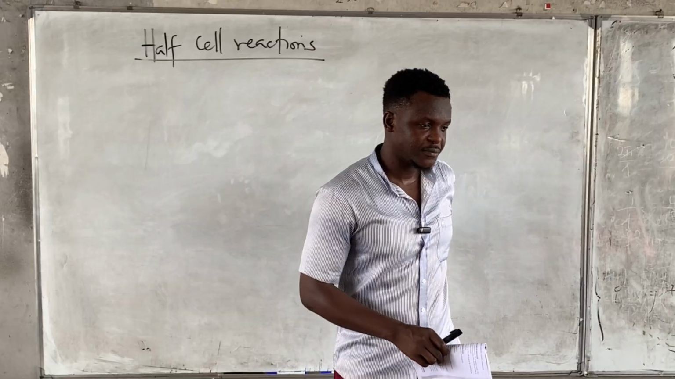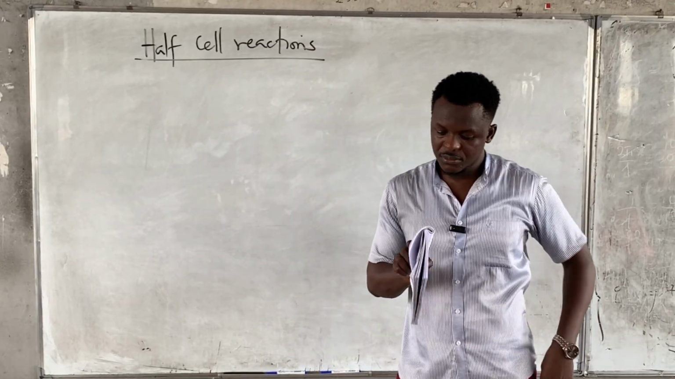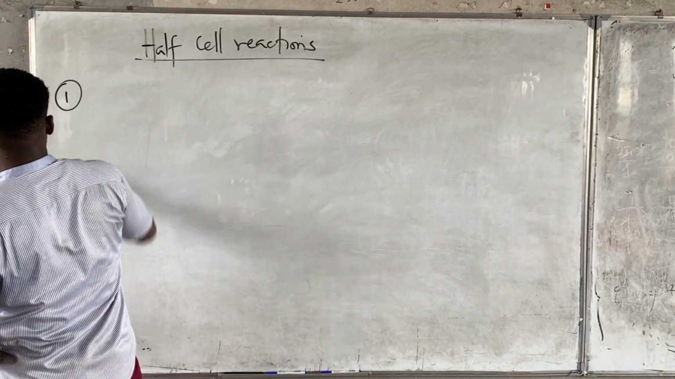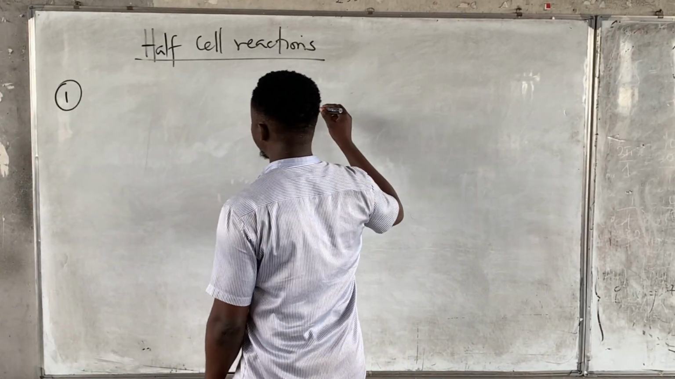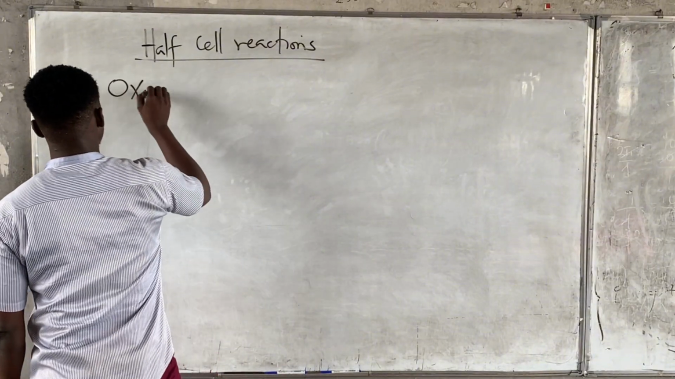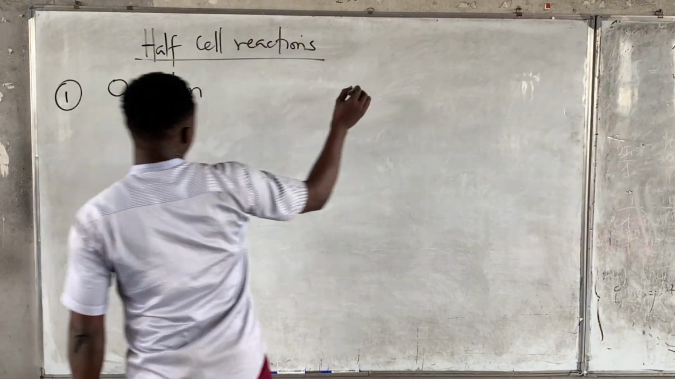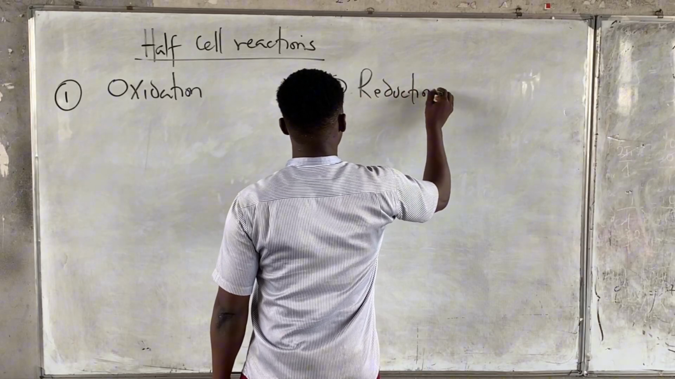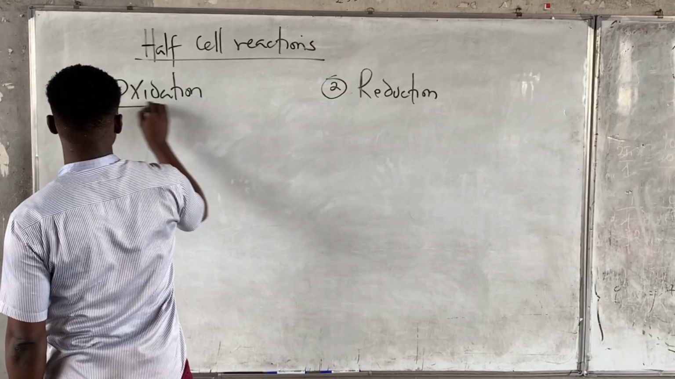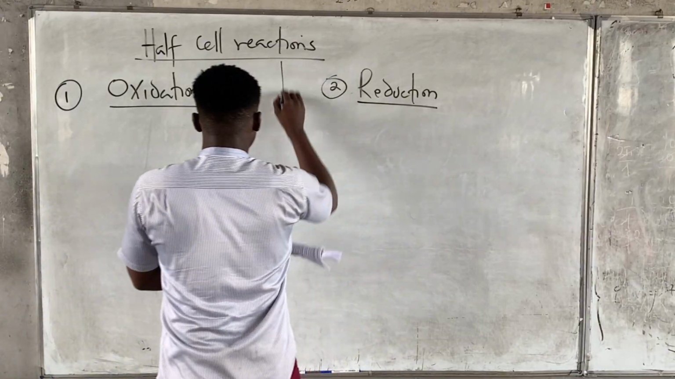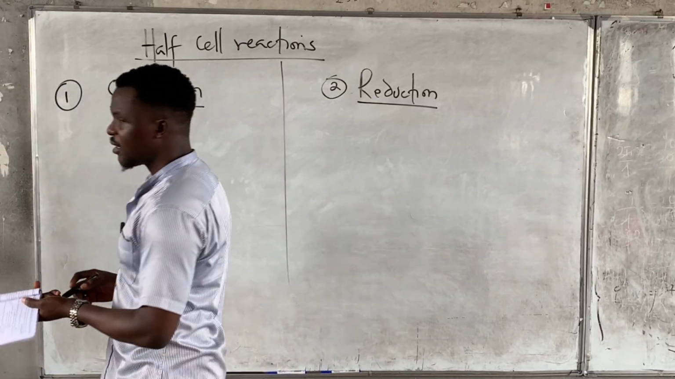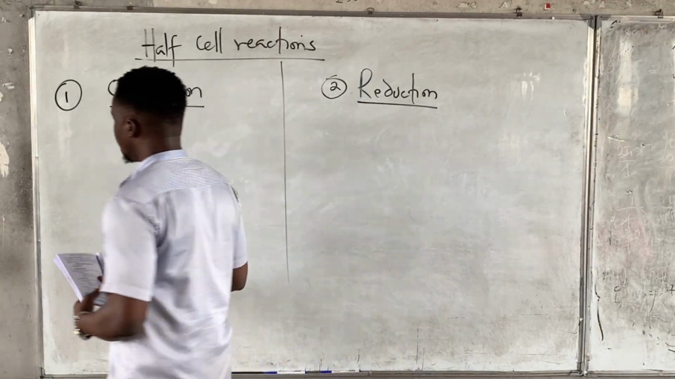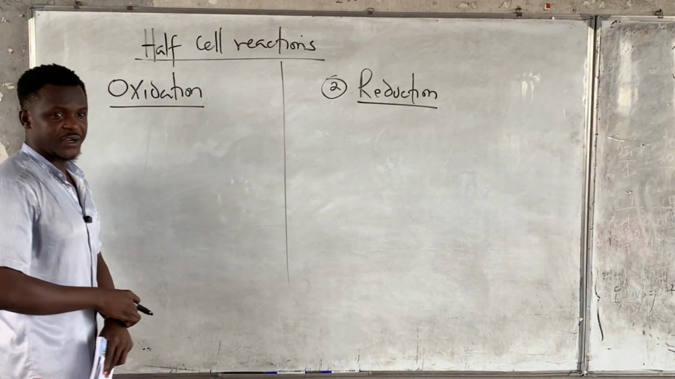Number one, oxidation. You can make it in a tabular form so that I'll just give us the definitions. Number two, reduction. Now let's look at the key features or definitions of oxidation. Each of them, we can define in four different ways.